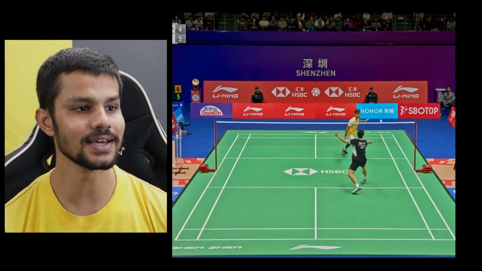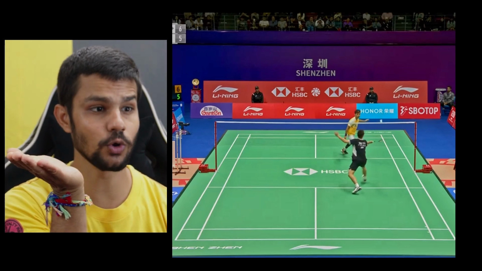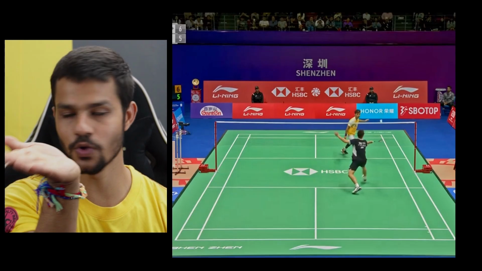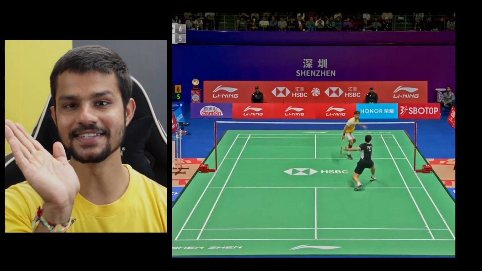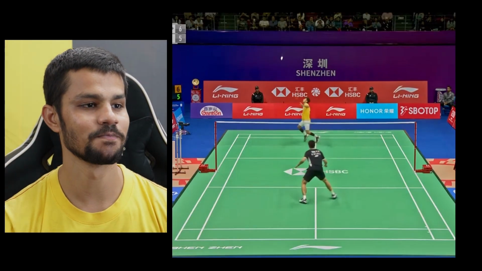What Shi Yu Qi did is that he showed he is going to do a dribble with the racket. Look at the position of the racket head. The racket head is showing that he is going to do a dribble shot. But in the end, he just pushed the shuttle like this, on the forehand side.